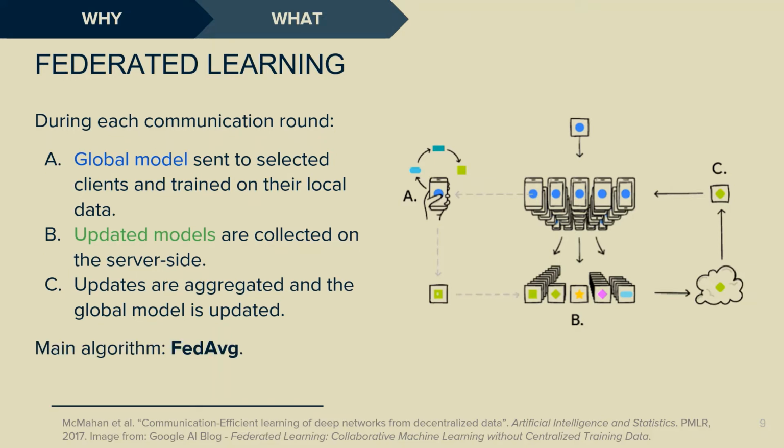The main algorithm used for the updates aggregation is called federated averaging, which is based on a weighted average of the parameters, where the weight is given by the number of samples seen by the client at training time.